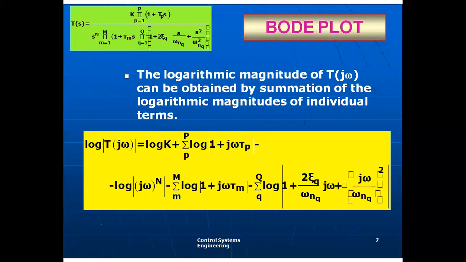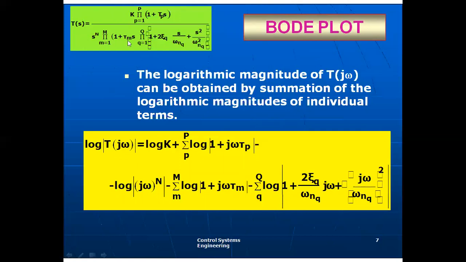The logarithmic magnitude of T of j omega can be obtained by summation of the logarithmic magnitudes of individual terms. In the previous sessions, we discussed the polar plot, where we found the magnitude with multiplications and divisions, which is sometimes very difficult. Whereas here in the Bode plot, we use a logarithmic scale, so we get addition and subtraction operations. So the Bode plot is very easy to draw compared with the polar plot with respect to computations.